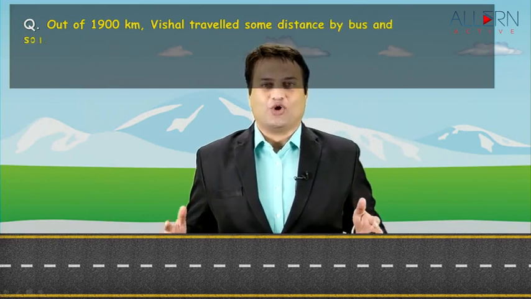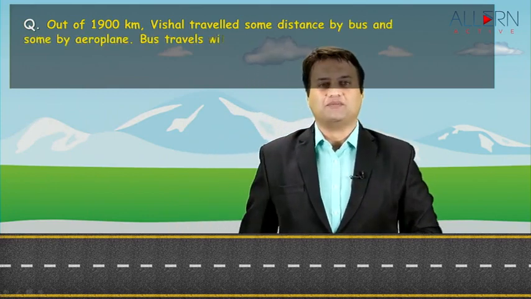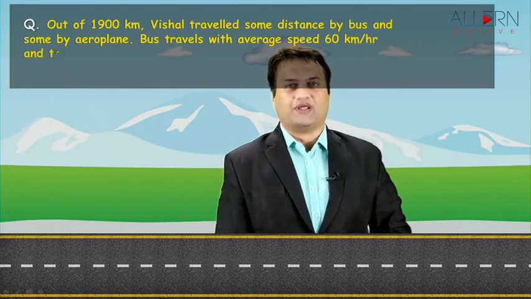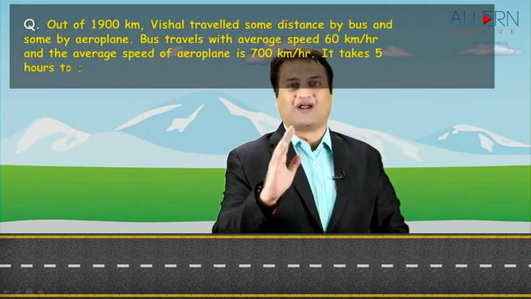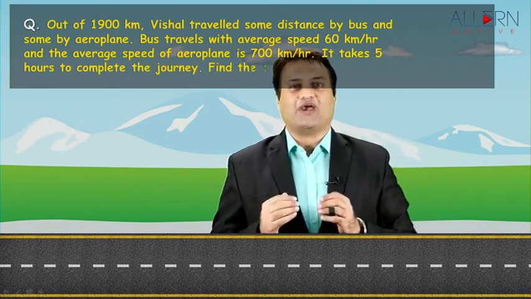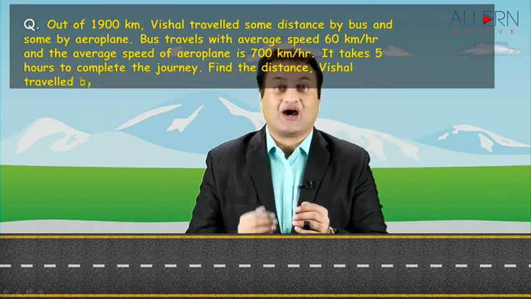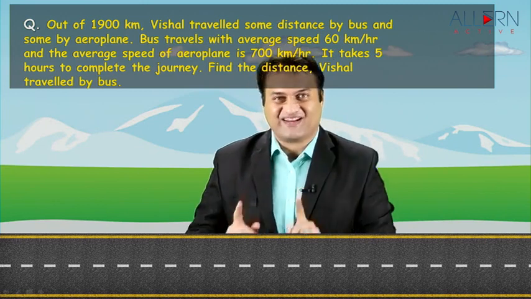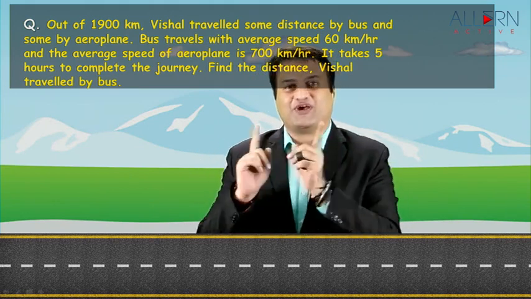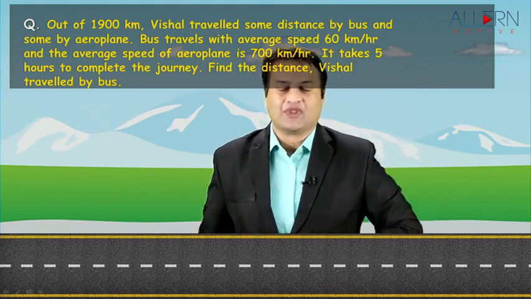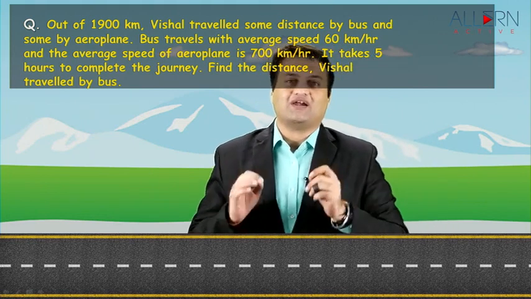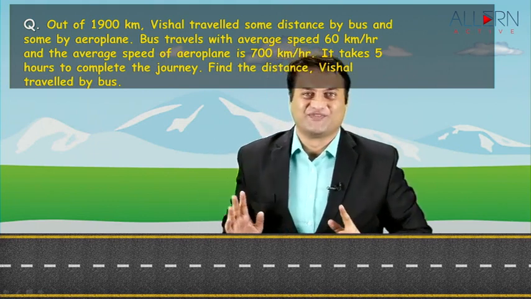Let's go through a sum, a very, very easy sum. The sum is, out of 1900 kilometers, Vishal travelled some distance by bus and some by aeroplane. Bus travels with an average speed of 60 kilometers per hour and the average speed of aeroplane is 700 kilometers per hour. So speed is given, right? The speed of bus is also given, speed of aeroplane is also given. It takes 5 hours to complete the journey. Find the distance Vishal travelled by the bus, right?